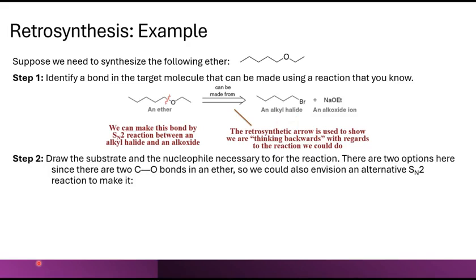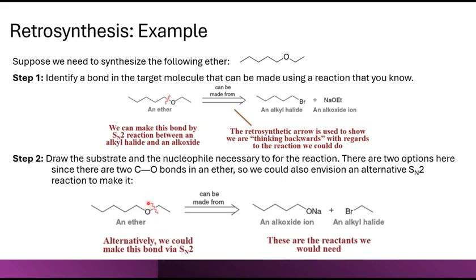Step 2, draw the substrate and the nucleophile necessary for the reaction. So these are drawn already here for the first identified bond that we could break and make using an alkyl halide and ethoxide. But there's another option. Since there are 2 CO bonds in the ether, we can also envision an alternative SN2 reaction to make it. So in this case, if we break the other side instead, then our alkoxide would be the pentoxide, and then we would have the alkyl halide as our 1-bromoethane. So these are the reactants we would need.